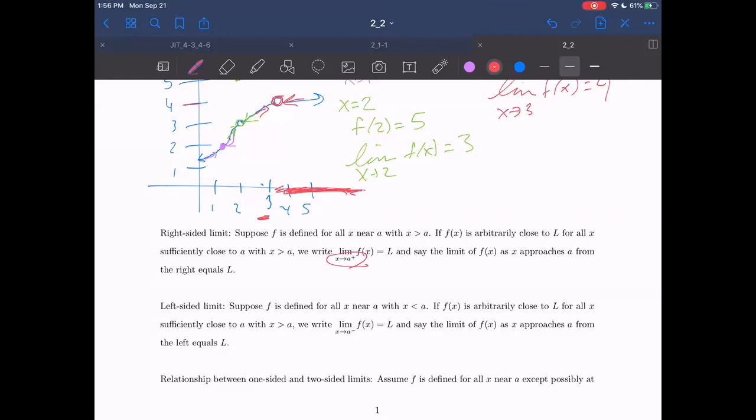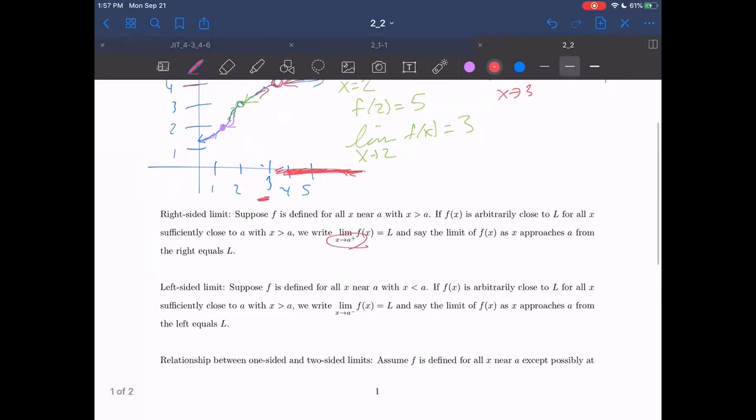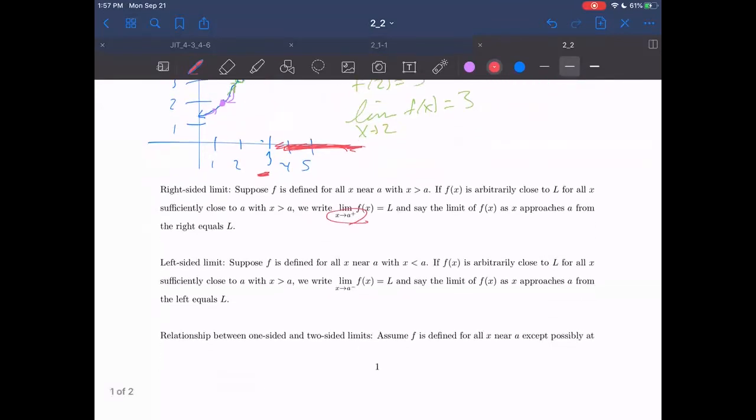And we say that the limit of f of x as x approaches a from the right equals L, or whatever value. We can have the same for the left-hand side. We'll use 3 again. If we're looking at a left-sided limit, we are looking at all the values less than whatever value we're using. So in this case, we're looking for all the values less than 3, and we write this with a little minus symbol.